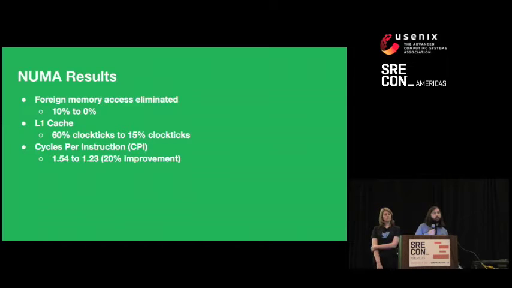We also saw an improvement in cycles per instruction, or CPI. Basically, this is a metric that is a measure of the efficiency in terms of execution on the CPU itself. So lower is better here because it takes fewer cycles to run the particular instruction. So here we saw a gain of 20%, reducing our CPI from 1.54 to 1.23. So these are some nice wins that we got by pinning to a specific NUMA zone and only running there.